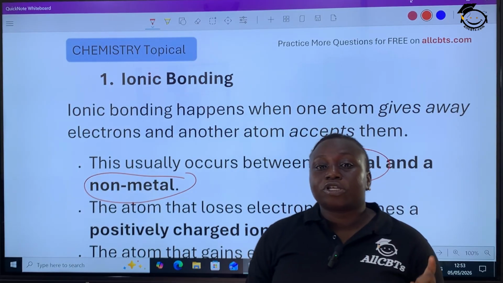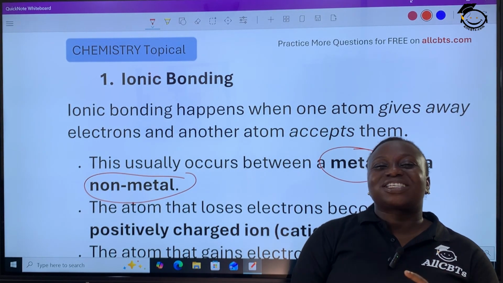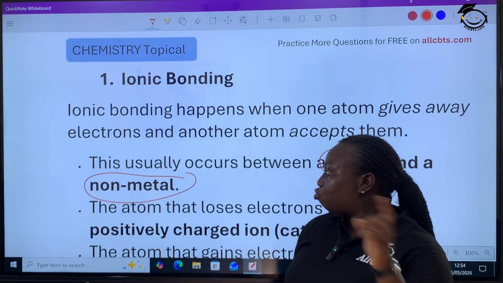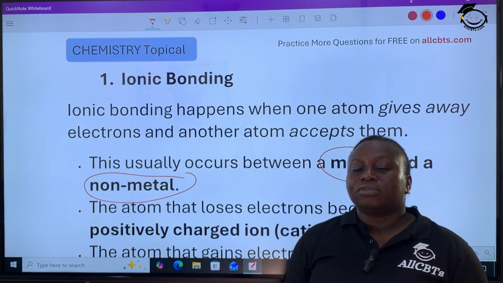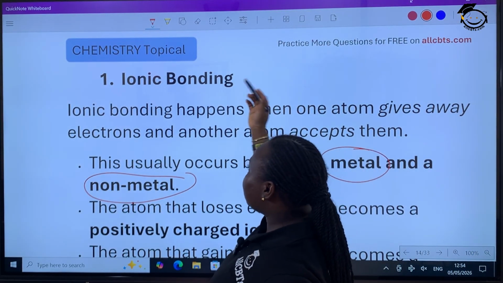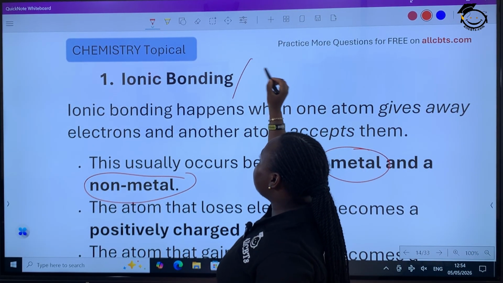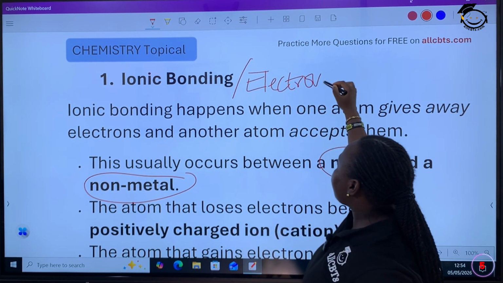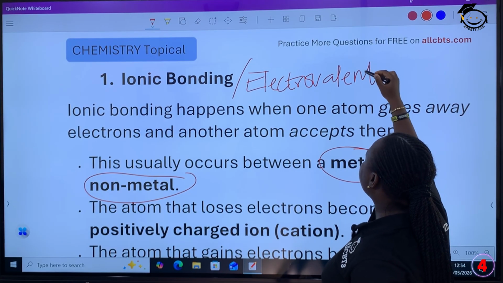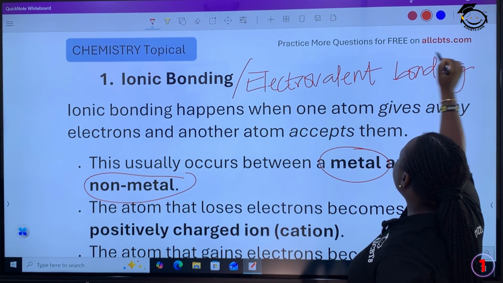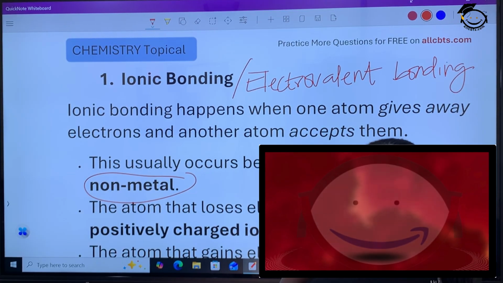So the metal, which is the electron donor, will always give out electrons. If you give out electrons to the non-metal, then they will become stable. Now, sometimes you might not see it as ionic bonding. Sometimes you might see it as electrovalent bonding. You might see it like this sometimes.